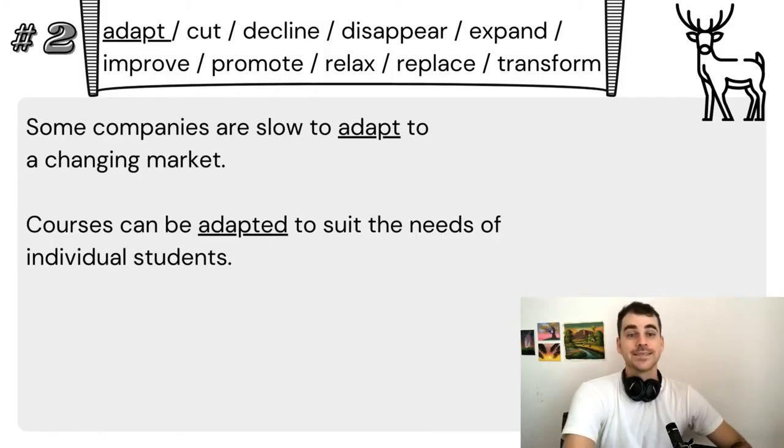Adapt. Some companies are slow to adapt to a changing market. Adapt is when you have to change the way that you do business or change your behavior or change your mind. You need to adapt, okay?